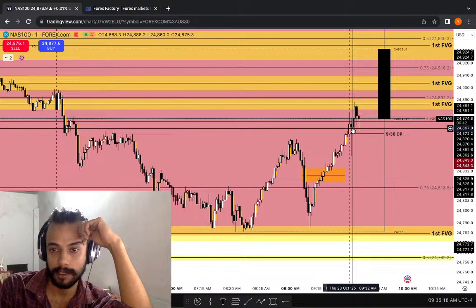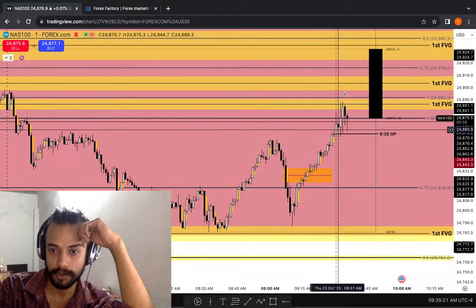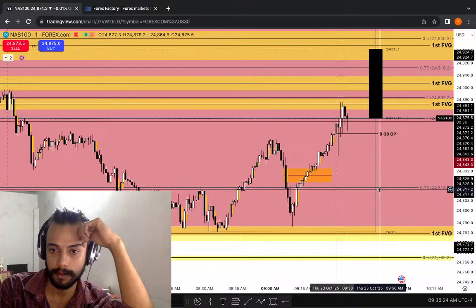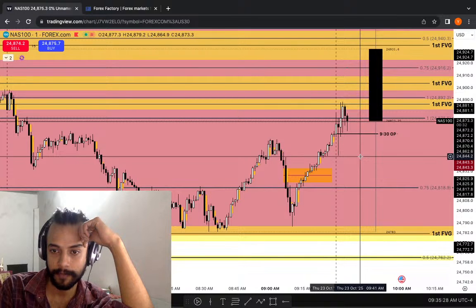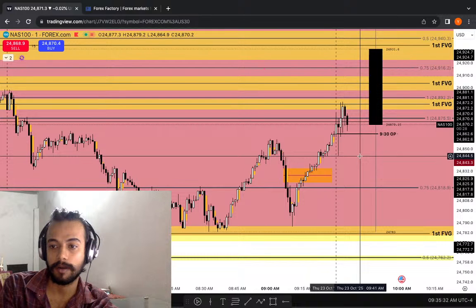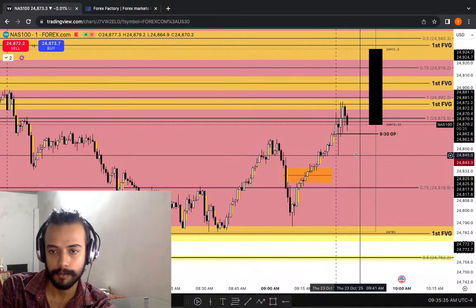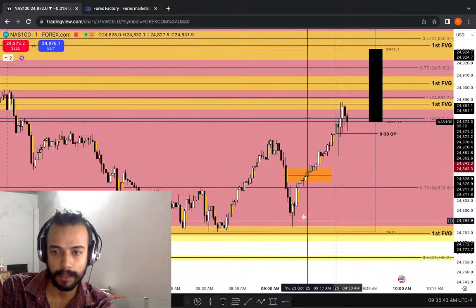Look at that, this is not a high probability move. They are just chopping it around right here. So now currently this is the sell side liquidity at 24,844.5, which is this low, 44.7, and these.